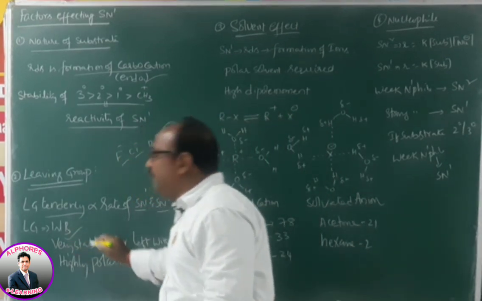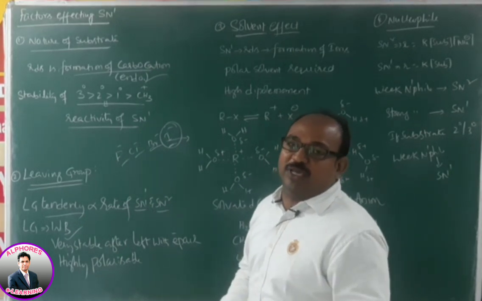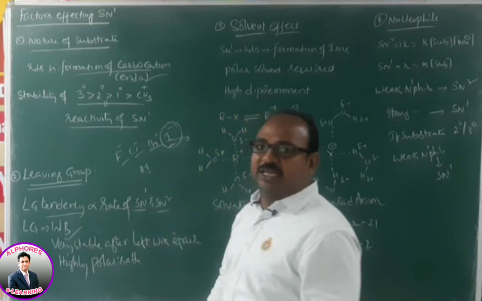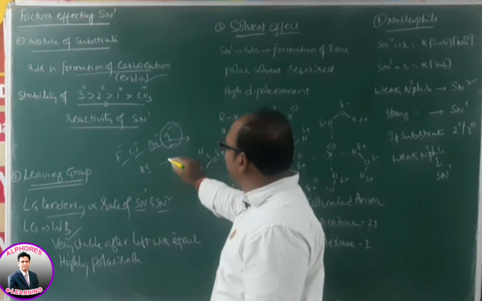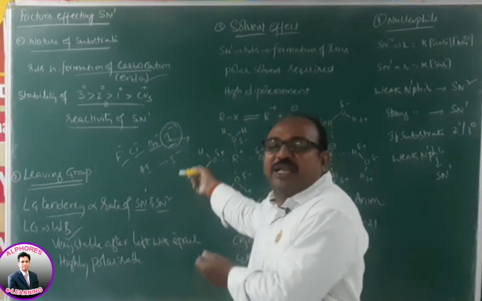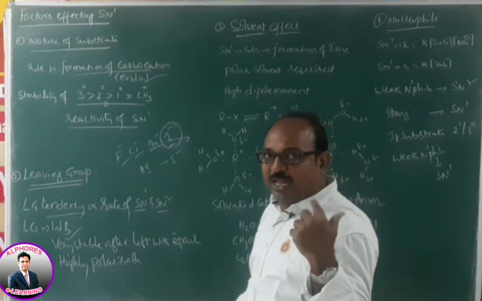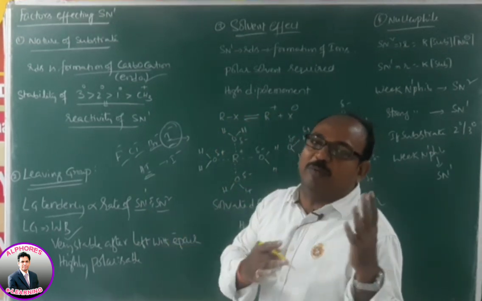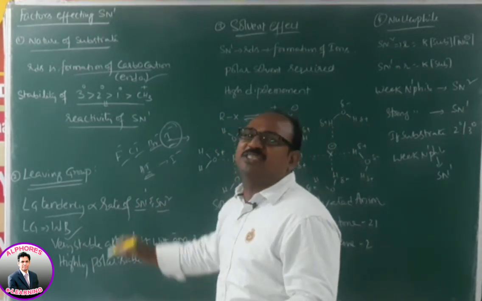So it must be a weak base. Being a weak base, it can be stabilized. Check that HI is a strong acid, its conjugate is a weak base, so it can be stabilized. Once again, I am repeating, in the previous session we discussed it is a strong acid. What do we mean by strong acid? It has more tendency to give H plus.